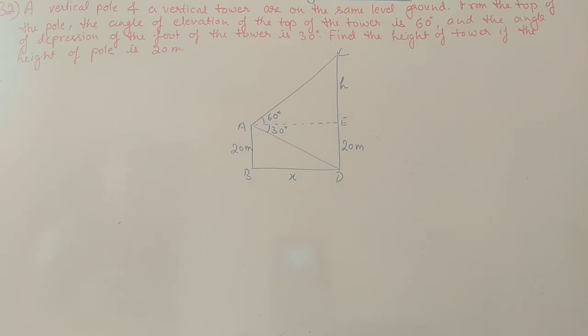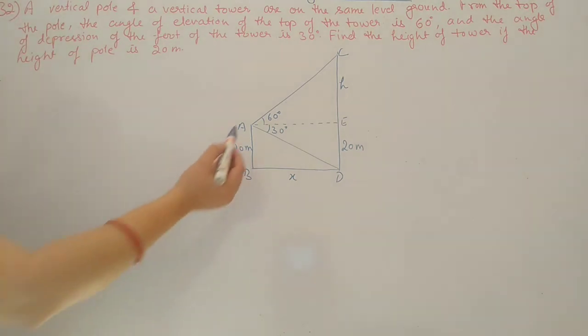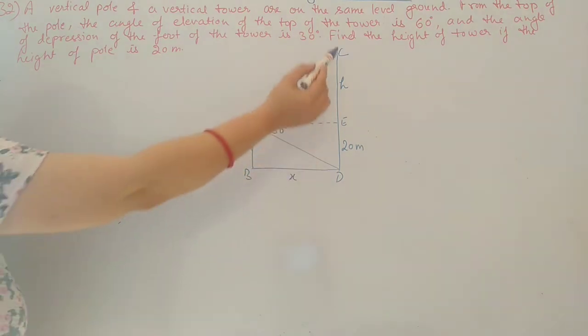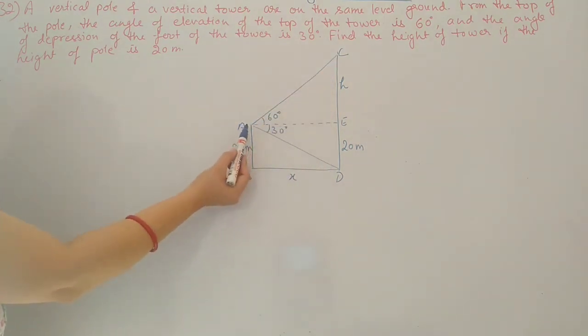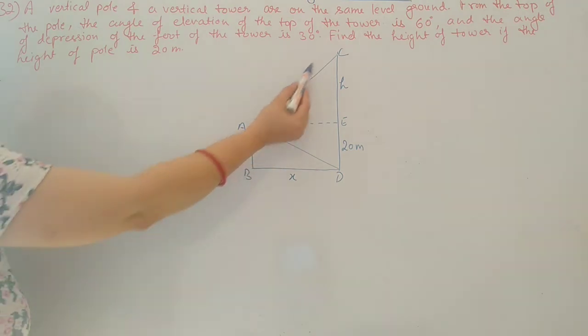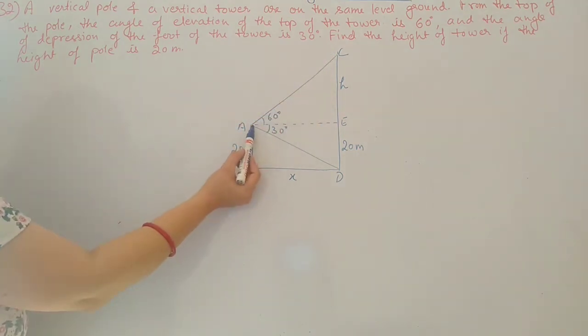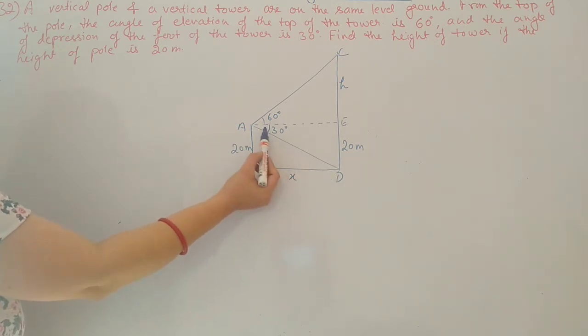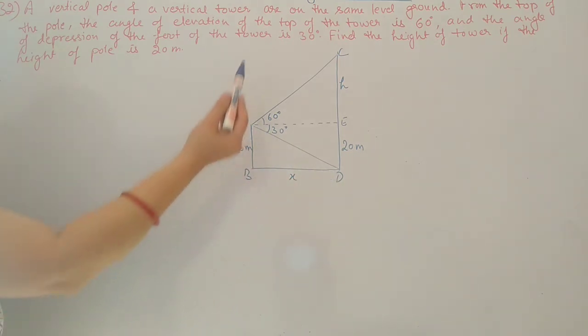Question number 32. A vertical pole and a vertical tower are on the same level ground. From the top of the pole, the angle of elevation of the top of the tower is 60 degree and the angle of depression of the foot is 30 degree. Find the height of the tower if the height of the pole is 20 meter. Now according to this question, this AB is a pole 20 meter and CD is the tower here. From the top of this pole, the angle of elevation for the top is 60 degree and the angle of depression for the bottom is 30 degree. We have to find here the height of this tower, meaning CD.